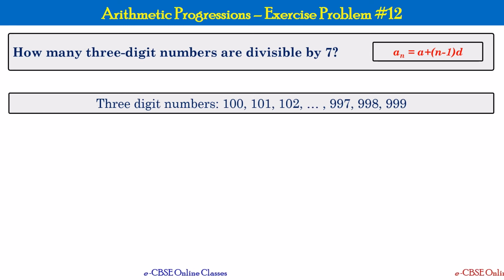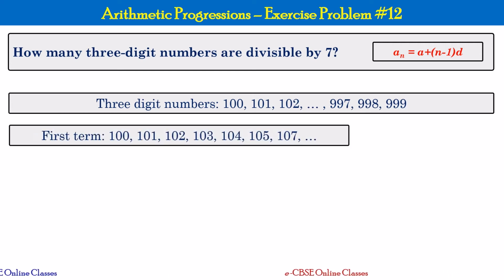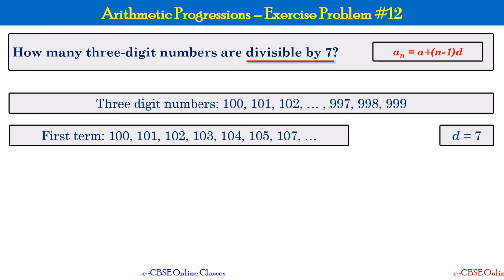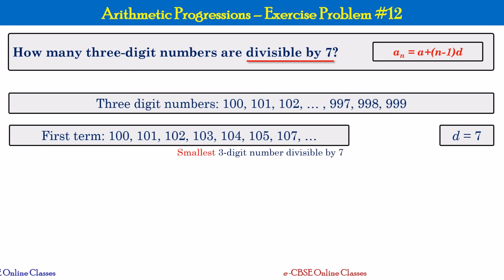So we need to identify the first value of this series, or rather arithmetic progression. So the minimum numbers are like 100, 101, etc. Right? What we need to identify is the first number of the arithmetic progression. So the keyword here is divisible by 7, correct? That means our common difference also will be equal to 7. And what would be our first term? That is the smallest 3-digit number which is divisible by 7.